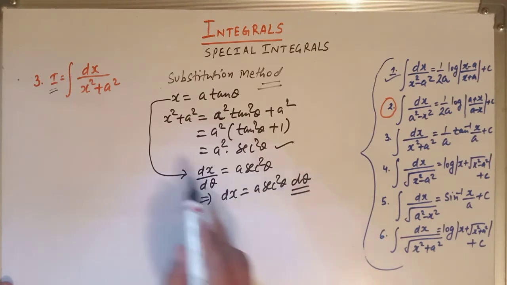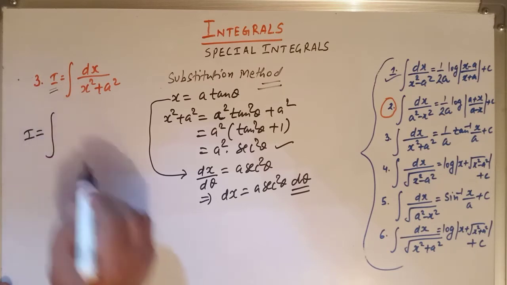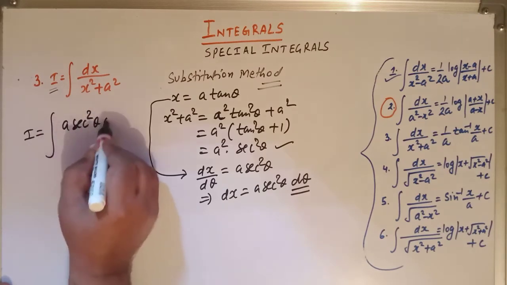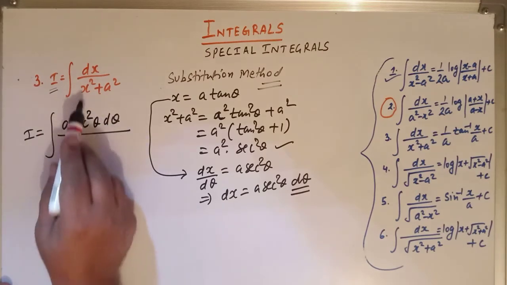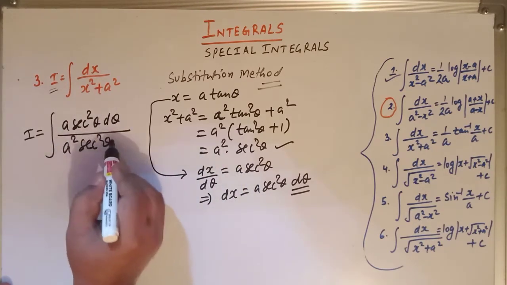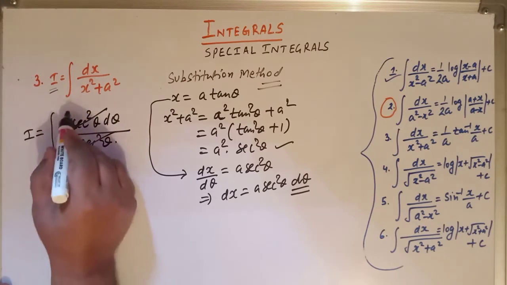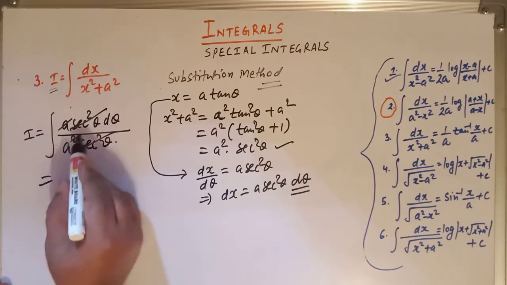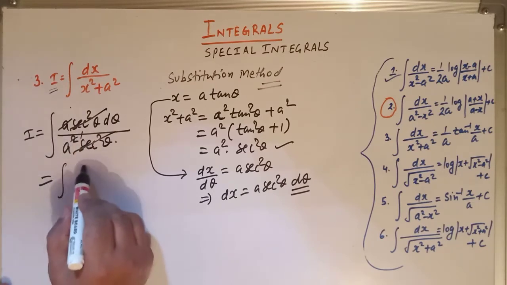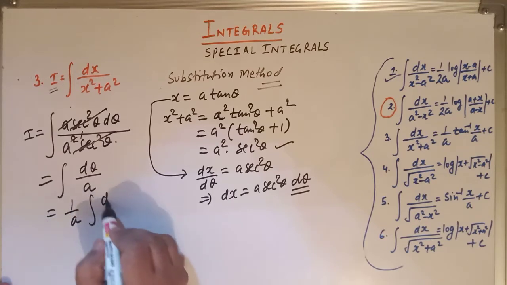Clear? Now substituting these values in this integral, we have I is equal to the value of dx is a sec square theta d theta, and the value of x square plus a square is a square sec square theta. Clear? Now here sec square theta gets cancelled. Here we have a and a square, so one power of a gets cancelled. So we have d theta divided by a, which can be written as 1 over a and d theta.